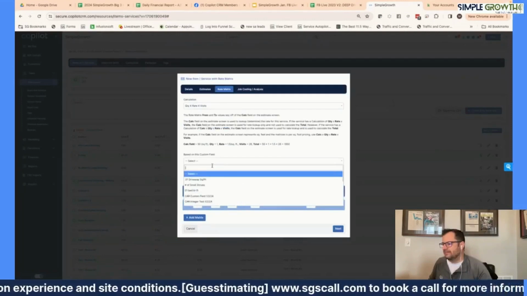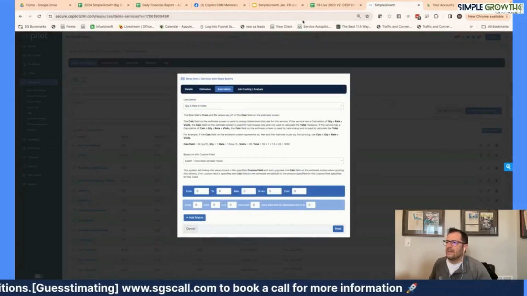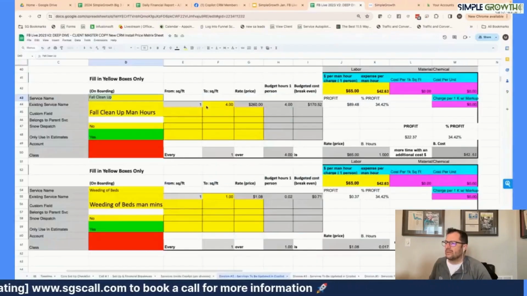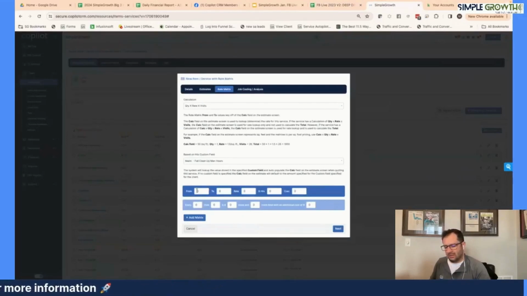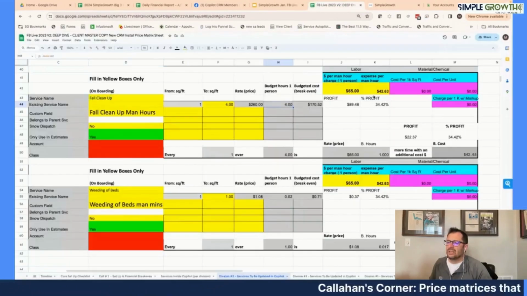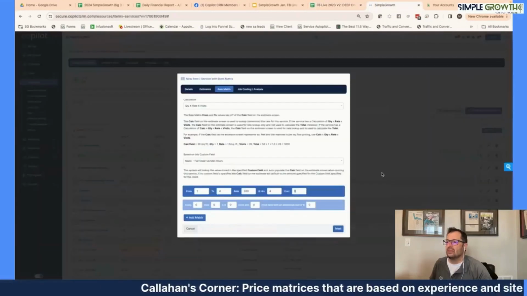We're going to grab our maintenance cleanup hours, and I'm going back to our blueprint. From 1 to 4 hours, which is our base price, is $260. So 1 to 4 hours is $260, and 4 hours right here. Based on Josh's break even of $42.63, it's costing him $170.52.